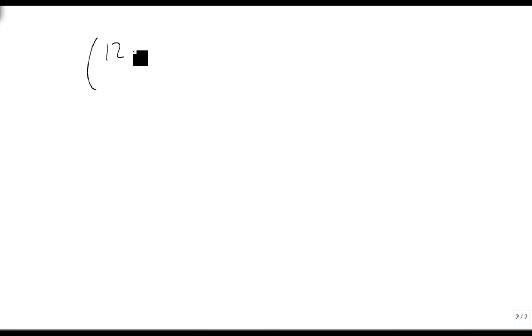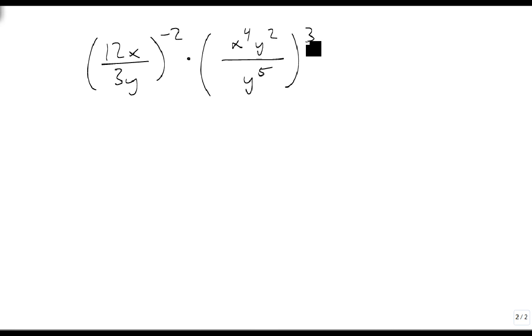Suppose we have 12x over 3y to the negative 2 power times x to the 4th y squared over y to the 5th, to the 3rd power. So here we're going to deal with both of these separately. We're going to start here. 12x over 3y, the 12 and the 3 becomes 4x over y to the minus 2. And since this is in a separate parenthesis, I can deal with him at the same time.